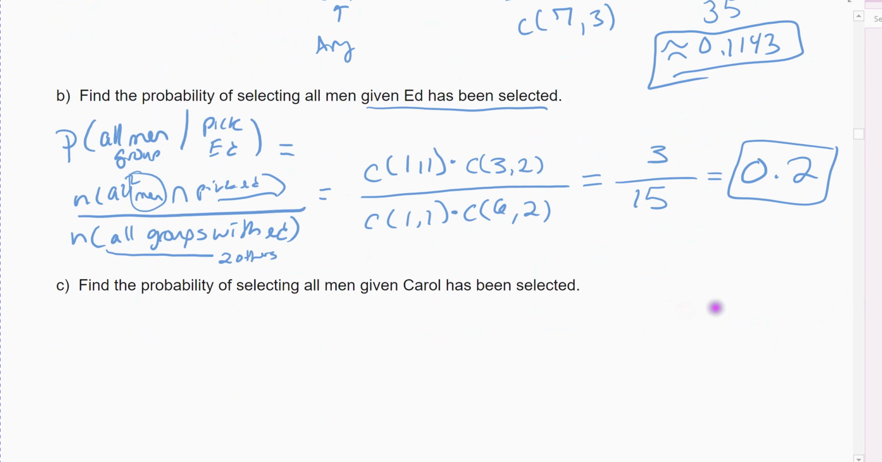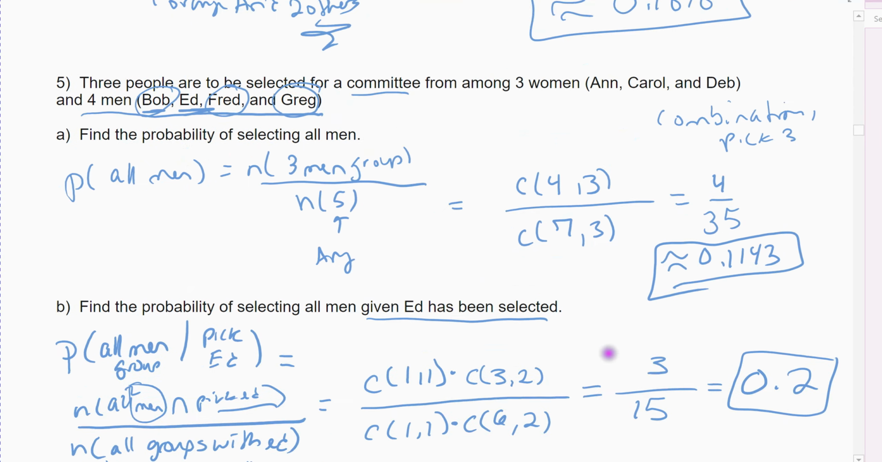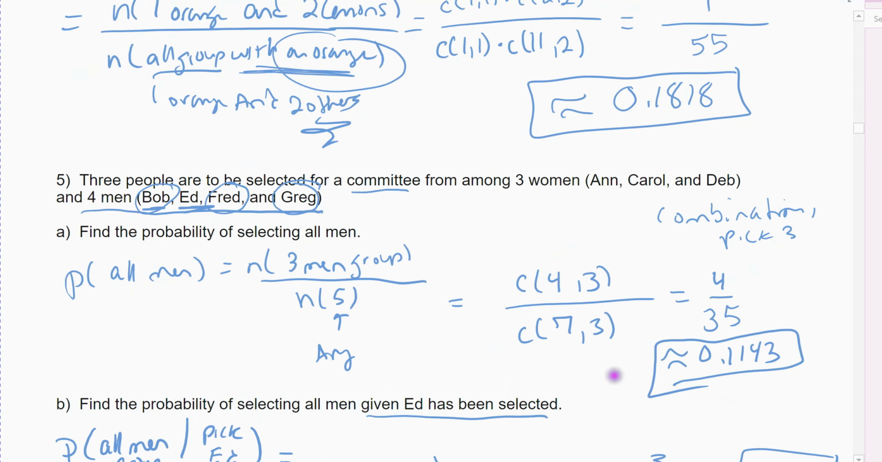Problem C. Find the probability of selecting all men given Carol has been selected. So again, there's the given. We put a condition on it. We've already picked Carol. It's a lot like the last example, except this one's a little easier. We want a group of all men, given we've picked Carol, who is a woman. Carol is up here and she's in the women.